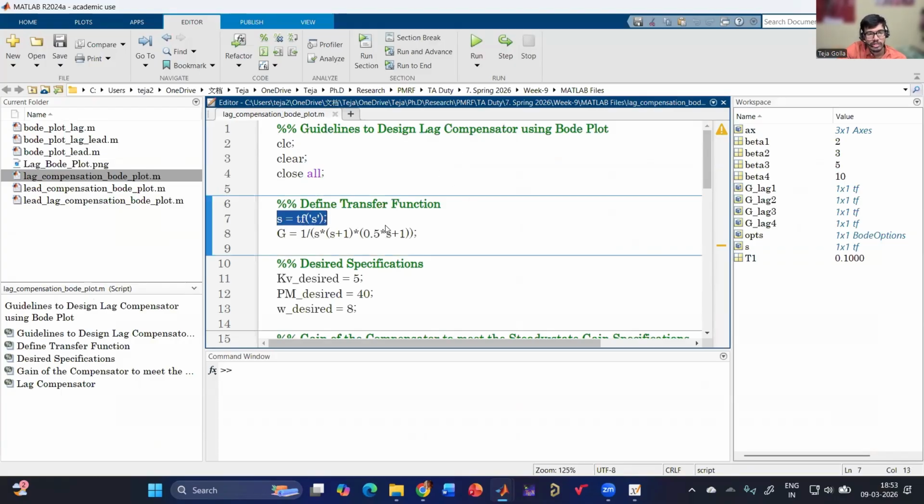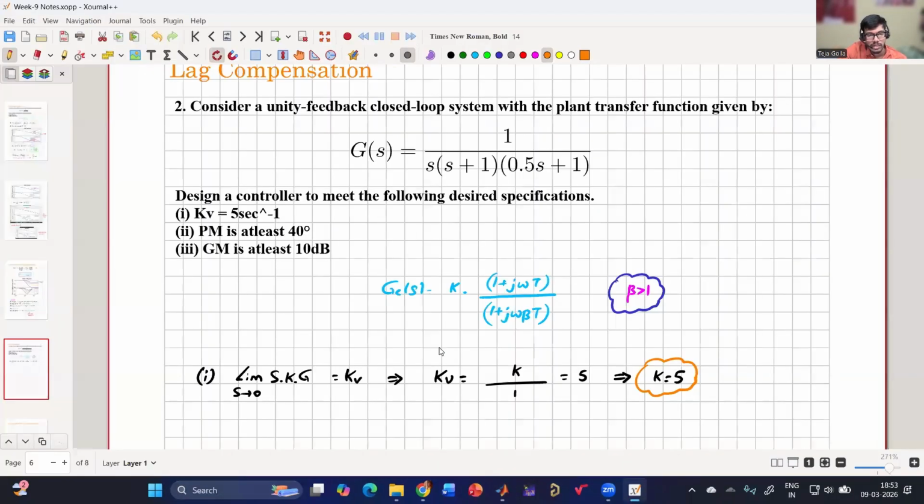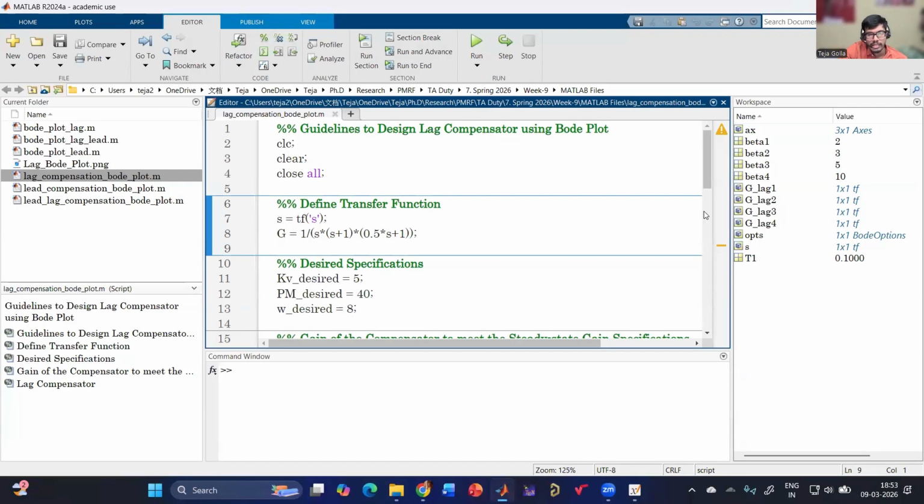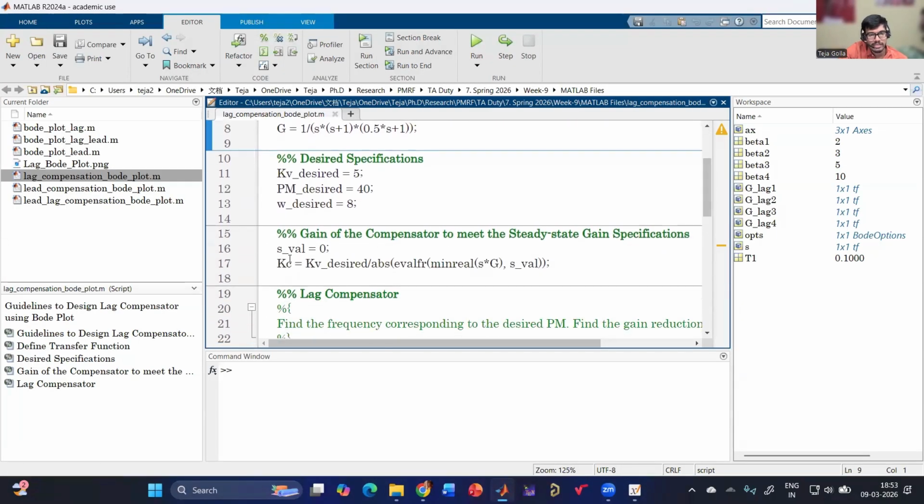Then I'm defining the transfer function, which is 1 by s into s plus 1 into 0.5 s plus 1. And the desired specifications are the same: Kv desired as 5, phase margin is 40 degrees, gain margin is at least 10 dB. So if you go back to the code, let's close this. 5, 40, and then 8.